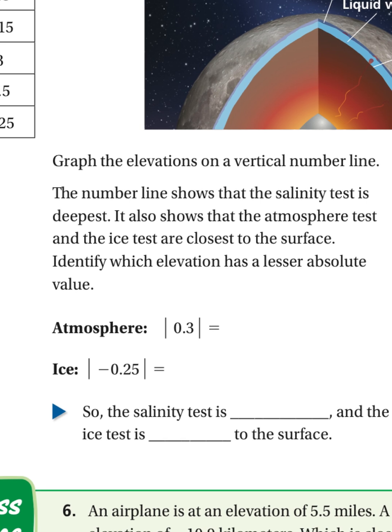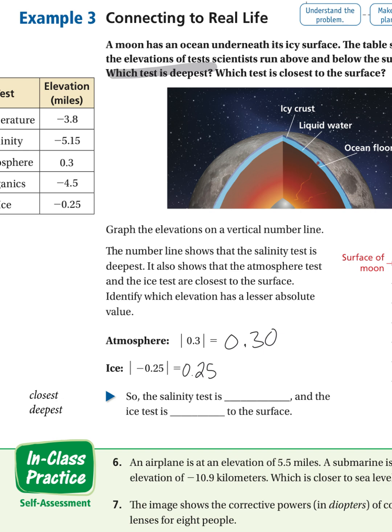However, the atmosphere is 3/10 away from the surface, and ice is 25/100. Remember, 3/10 is also 30/100. I find it easier to compare these if they have the same amount of decimals. And we know 30 is bigger than 25, so 30/100 is bigger than 25/100. So the salinity test was the deepest, and the ice test is closest to the surface because 0.25 is closer to 0 than 0.3.